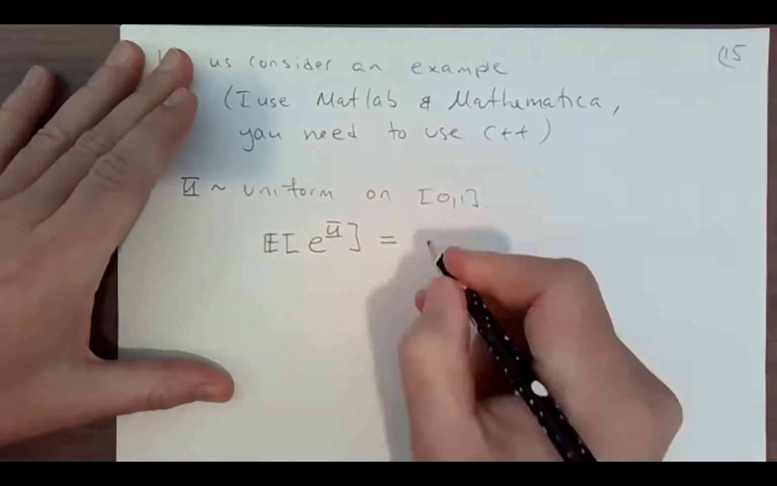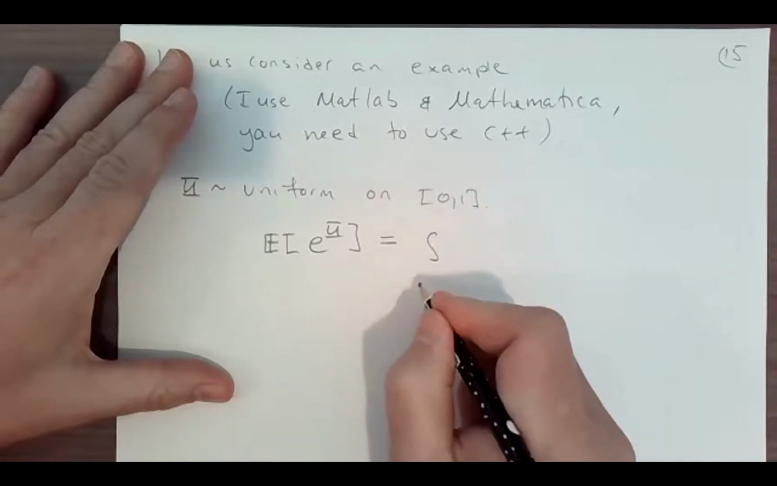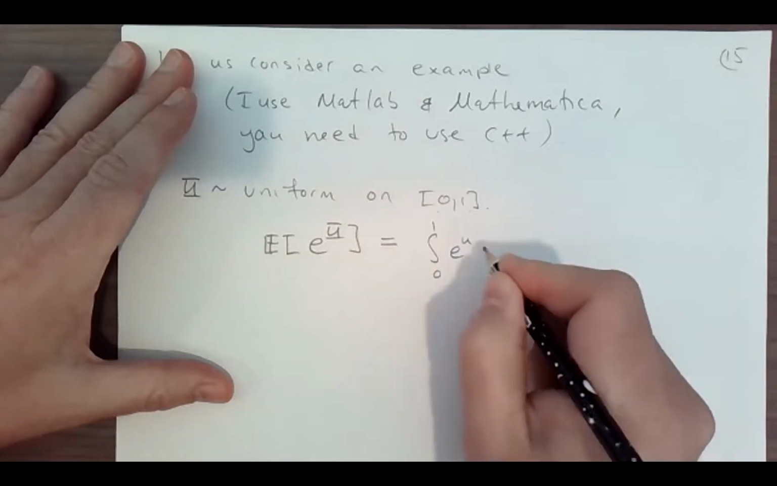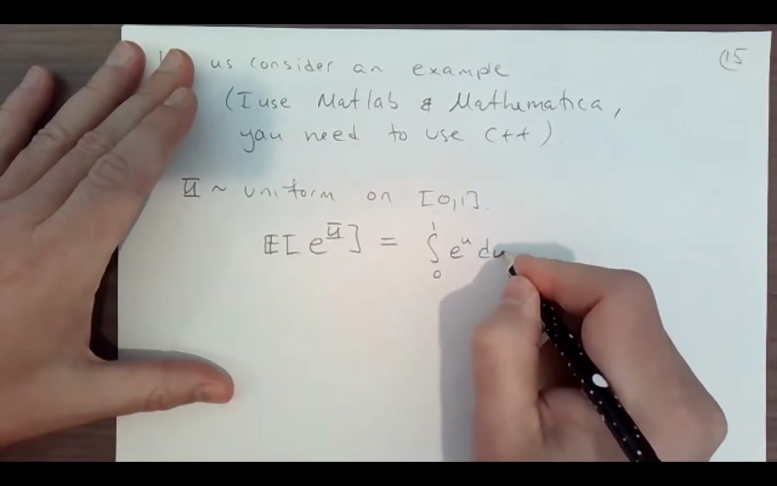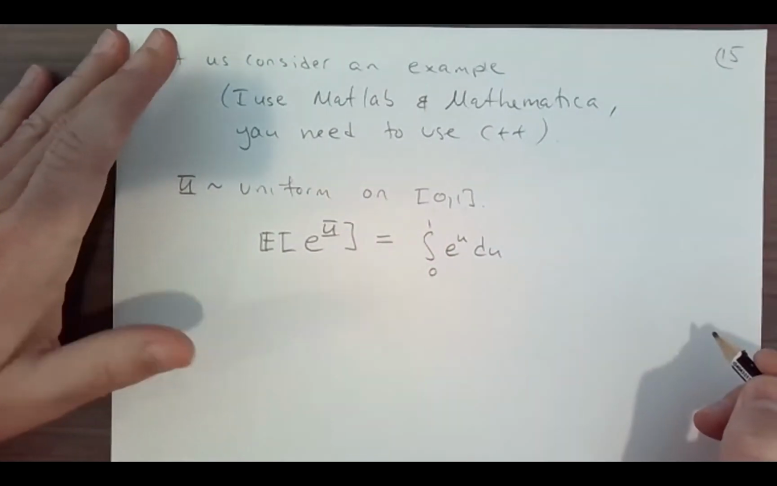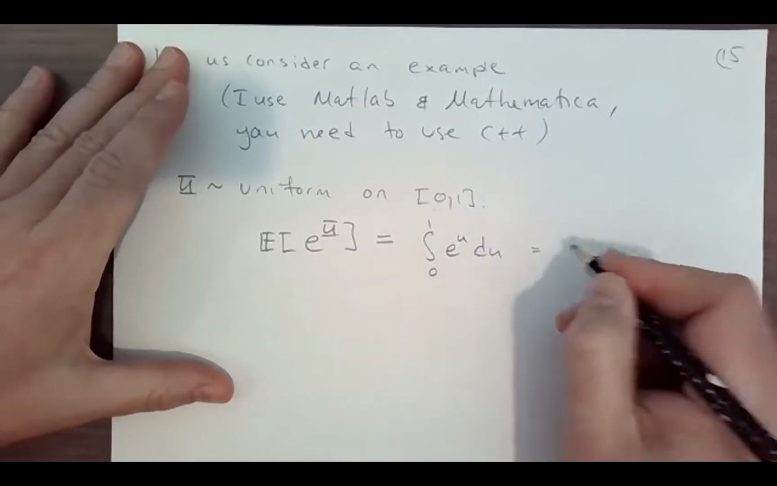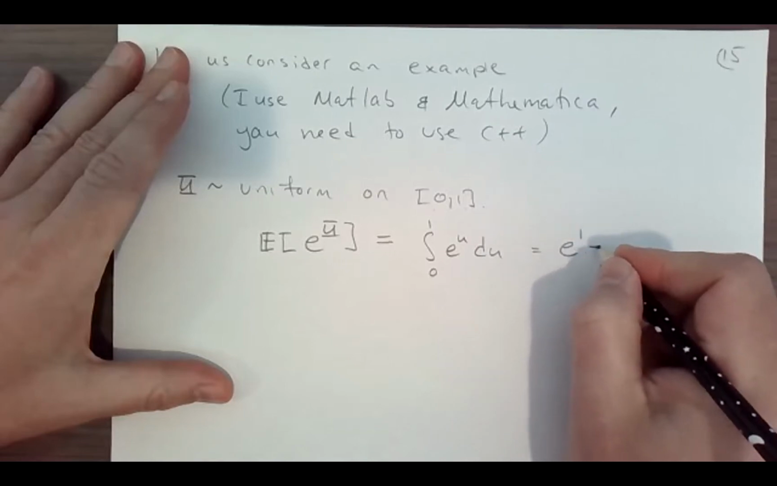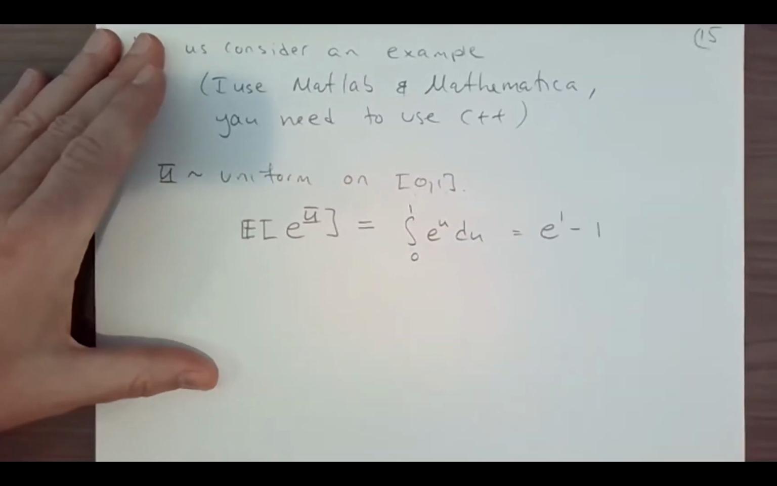Right, you can write this here as an integral over the codomain 0 to 1, e to the little u, and then it's uniform, so it's just du. Right, so this here becomes, what does it become? E to the 1 minus 1.